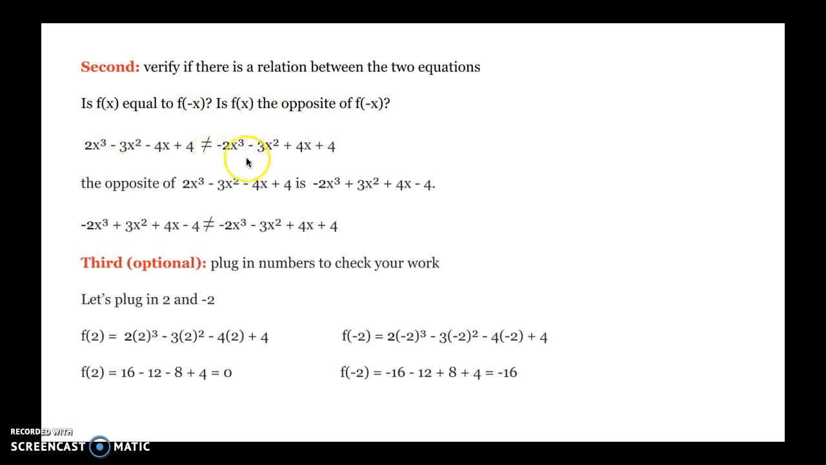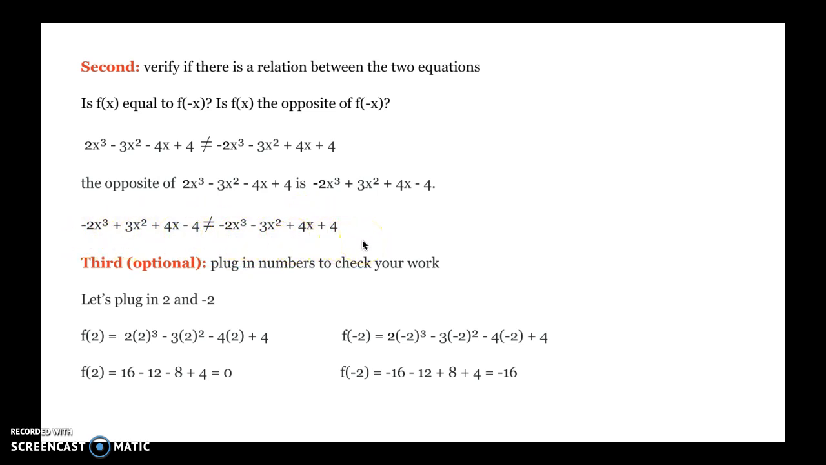So let's see if f of x is the same as f of negative x. Here we see that they are not the same, so let's just cross out this relation because it will not work for us. Let's see if the other relation works. First, let's find the opposite of f of negative x. This is f of negative x. I just multiplied by negative 1, and it gave us this equation, which is the opposite of f of negative x. So f of x must be equal to the opposite of f of negative x, and we can see that they are not the same, they are different.